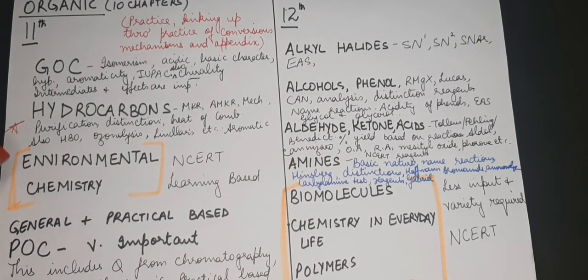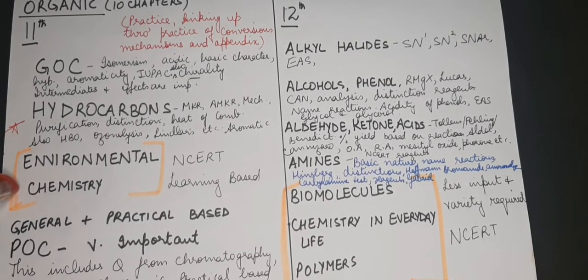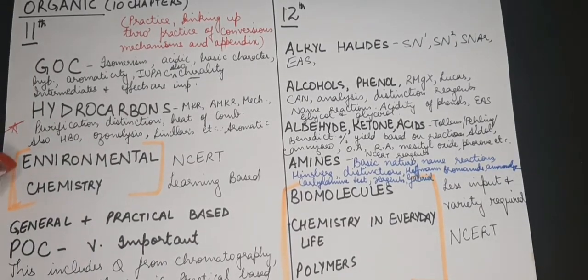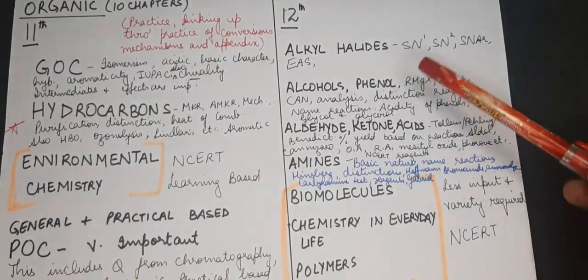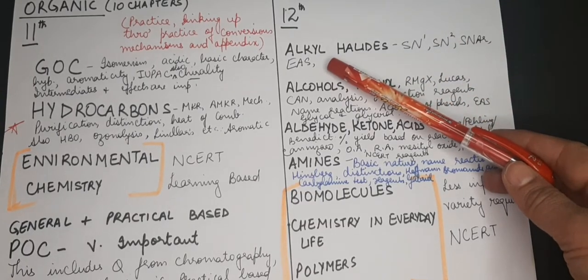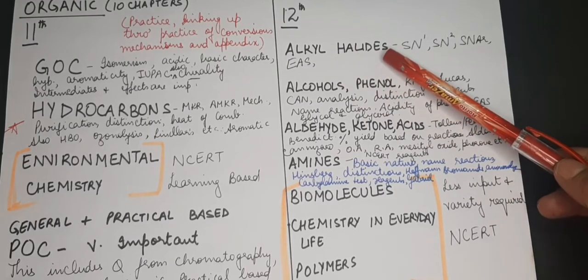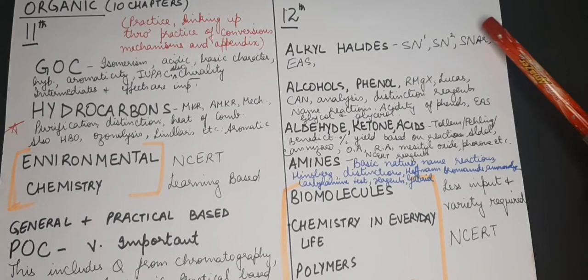Environmental chemistry is learning based, just NCERT, and if you just learn NCERT, it's a learning based chapter, one question can be grabbed, because often a question is asked from this chapter, quite often. Fine. Then we have alkyl halides, all the mechanism based questions, the nucleophilic substitutions, SN1, SN2, SNAr, EAS. Sometimes NGP kind of questions have been asked, but this year more of basic questions were observed.